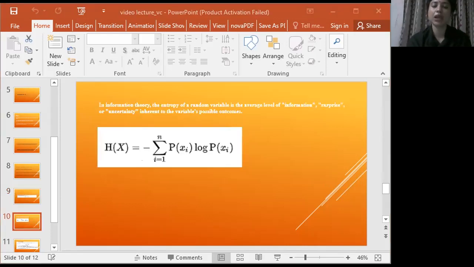So in information theory, the entropy of a random variable is the average level of information. It is the average of the information, or it is also called the uncertainty. So this can be quantified with this relation: H is equal to minus summation of P into log P. The concept of information theory was introduced by Shannon in 1948 in the paper A Mathematical Theory of Communication, and this entropy is also referred to as Shannon entropy in honor of his name.